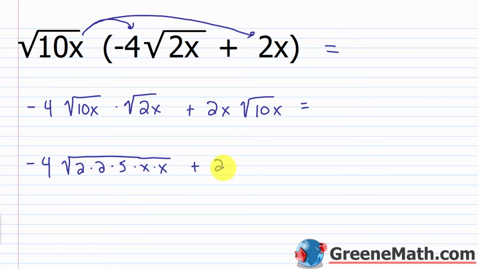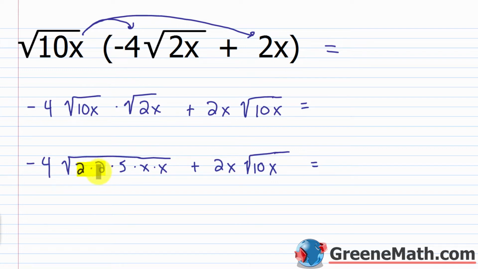And then plus 2x times the square root of 10 factors into 5 times 2. But I don't really want to do it there because it's not going to help me. Let's just leave it as 10. And then x, I'm not going to factor that. I can't do anything with that. It's just x. Okay, so then each pair here, I'm going to pull one out, right?